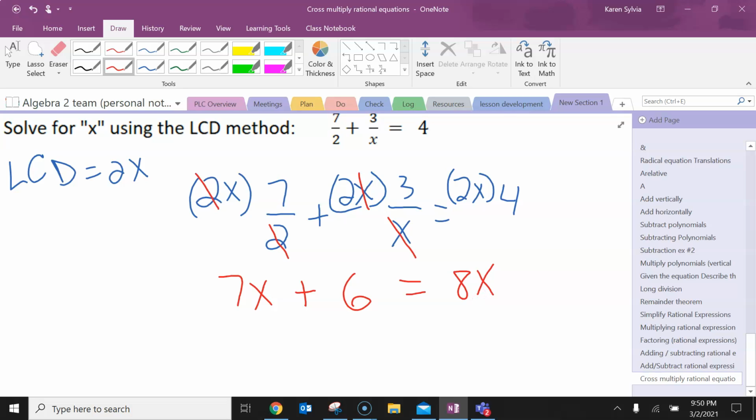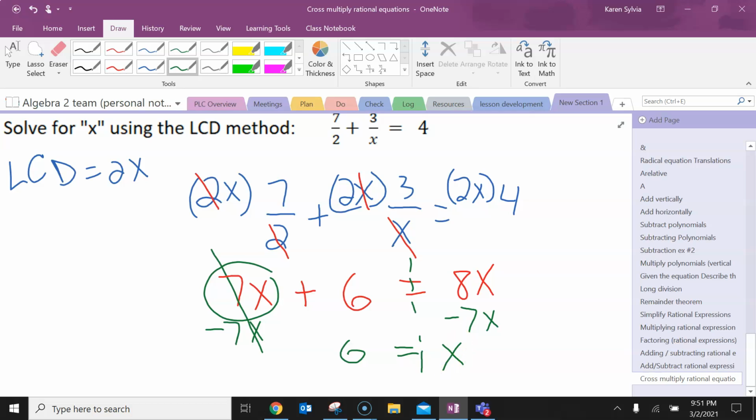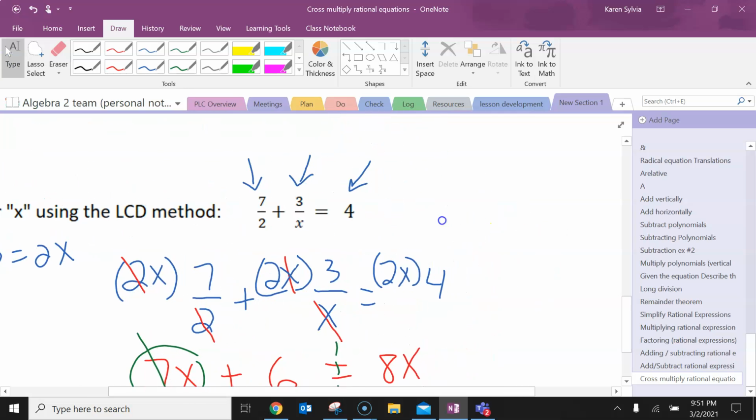Now I'm left with an equation where I need to solve for x. So I need to regroup. Since I have variables on both sides, I need to regroup. It's the easiest to bring the smaller one over to the larger one, always using opposite signs. So my 7x will cancel away. I've got 6 equaling 8x minus 7x, which equals 1x. And that is the solution right there. So x equals 6.